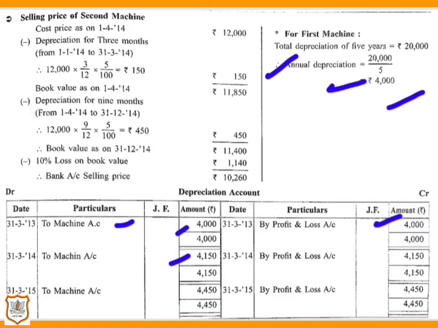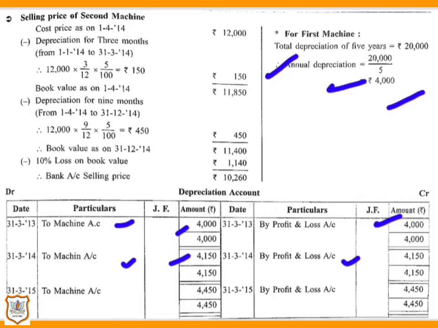That is the total amount of depreciation. So here we will record it on the debit side. In the particular column we will write "To machine account". Date is the last date of the second accounting year, that is 31st March 2014. Again we will transfer this amount to the profit and loss account. Amount is 4,150.